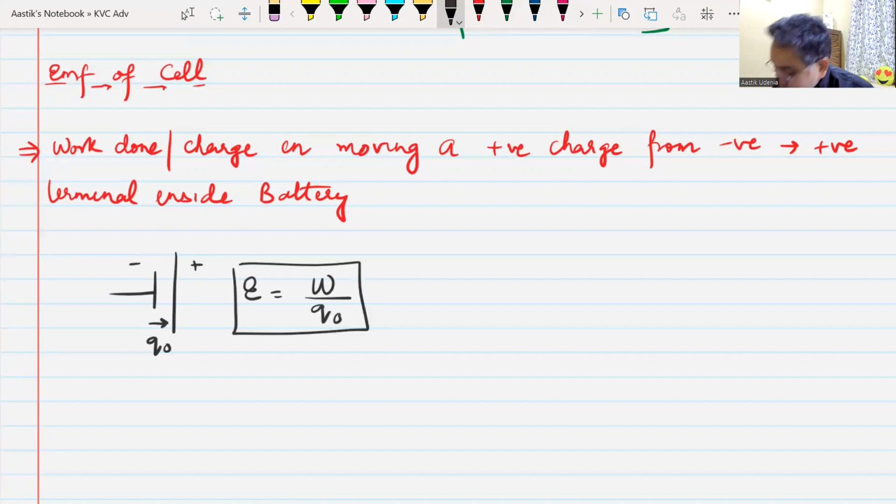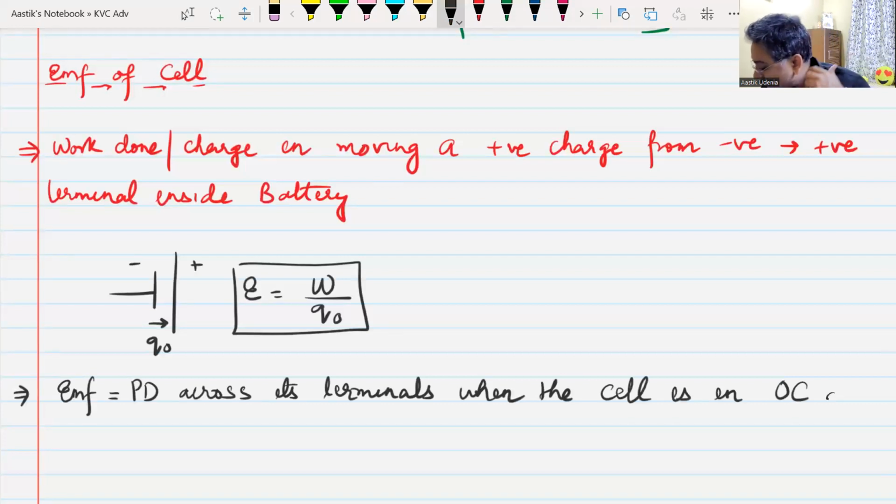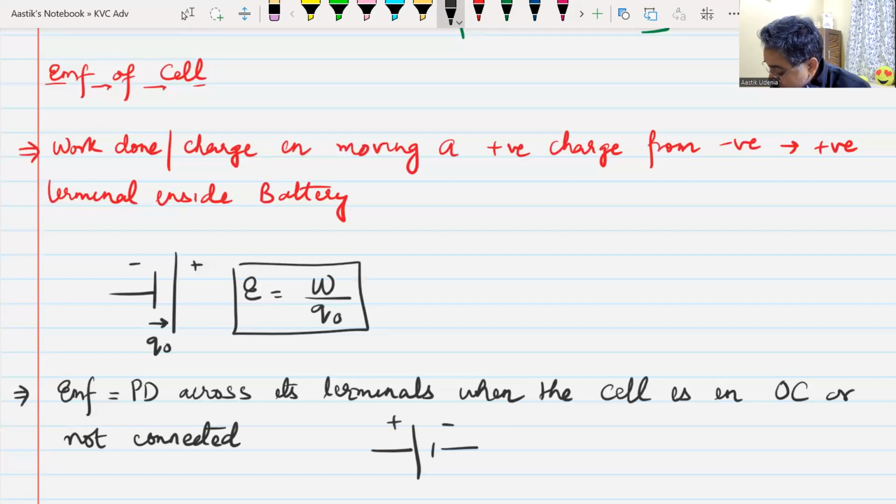Do we understand this? This can also be written as: the EMF of the battery is also equal to the potential difference across its terminals when the cell or the battery is in OC, open circuit, or you can say not connected to anything. So if I have a battery which is not connected to anything, the EMF of this battery will be equal to V, where V is the potential difference across the terminals. Do we understand this?